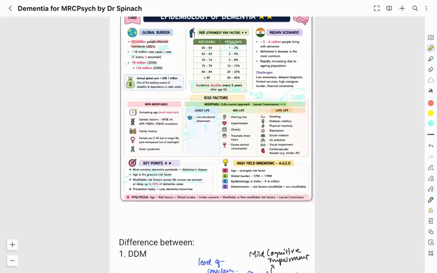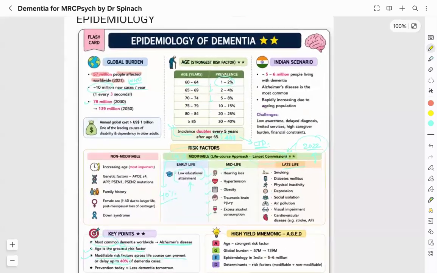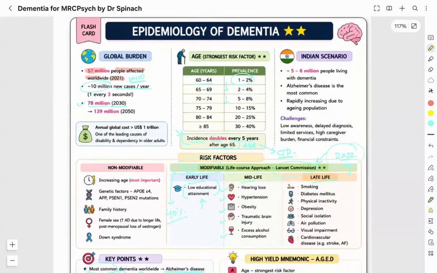Then, moving forward, we saw the epidemiology of dementia, with 5 to 6 million people living with dementia in India, and Alzheimer's disease the most common. And because of low awareness, there is delayed diagnosis, high caregiver burden, and financial constraints.